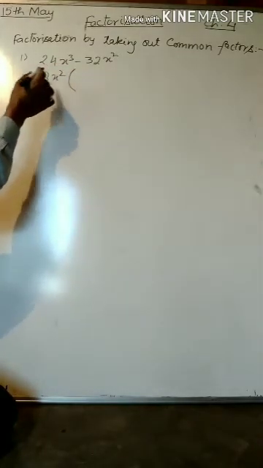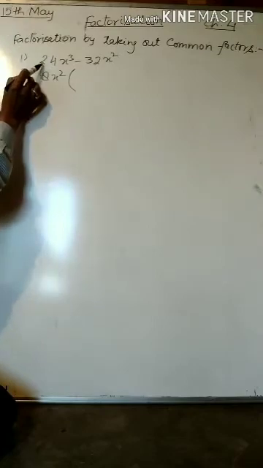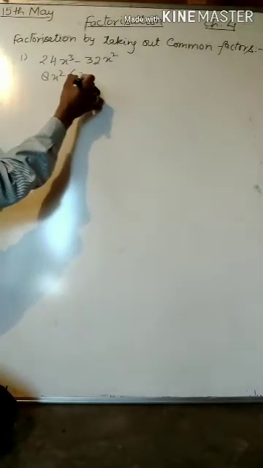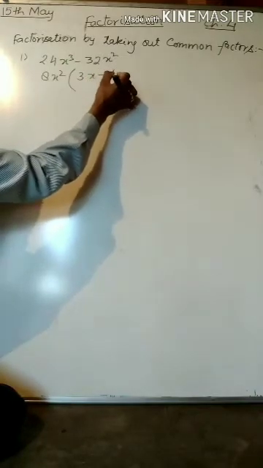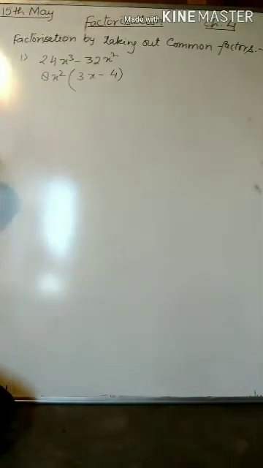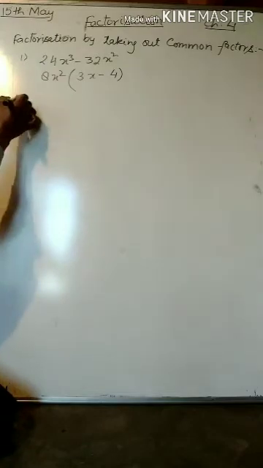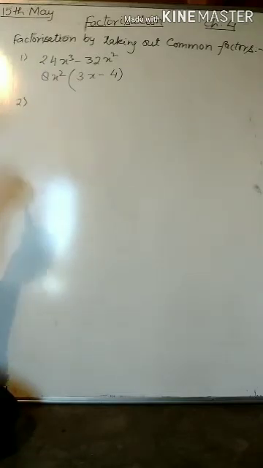This 8x square will divide both the terms. This is 3x minus 4. These are two factors now. See next. I am giving one more example.